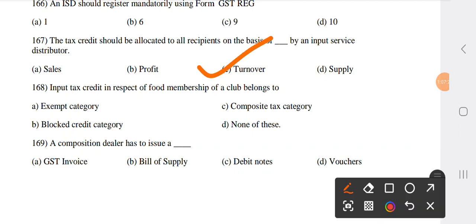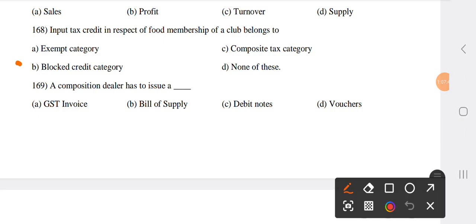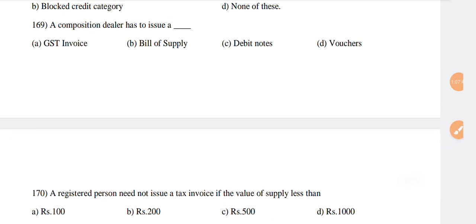Next question. Input tax credit in respect of food and club membership belongs to option A exempt category, B blocked credit category, C composite tax category, and D none of this. And the correct option is B. Next question. A composite dealer has to issue a dash. Option A GST invoice, B bill of supply, C debit notes, and D vouchers. And the correct option is B, bill of supply.